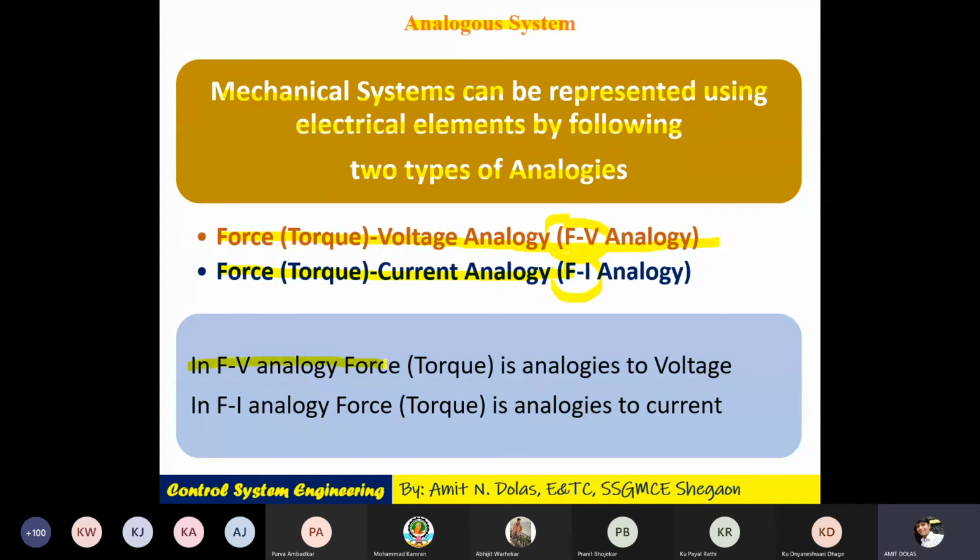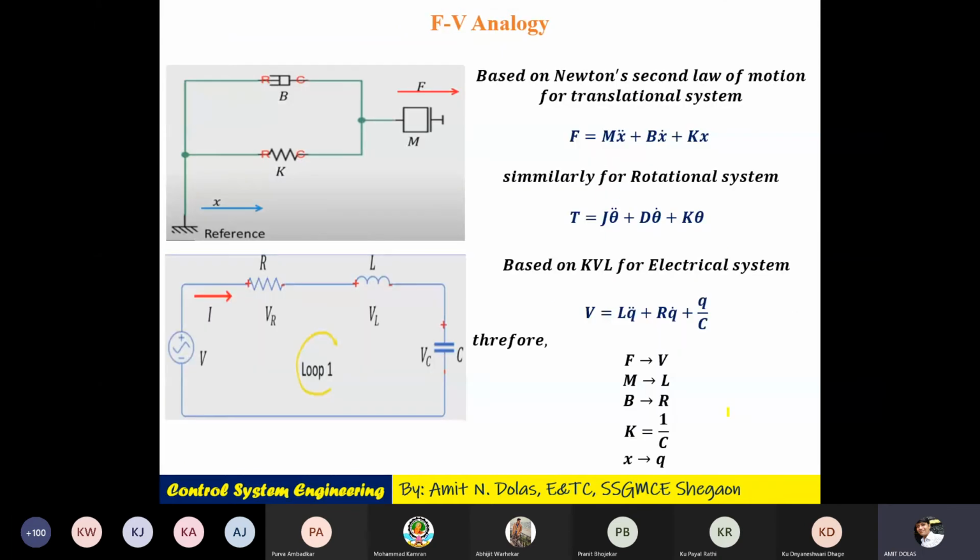In force voltage analogy, it is also called torque voltage. Okay, force is analogous to voltage. As I said, bird wings are analogous to aeroplane wings. Here in force current analogy, the force is analogous to the current. Let's have an example. Very simple.